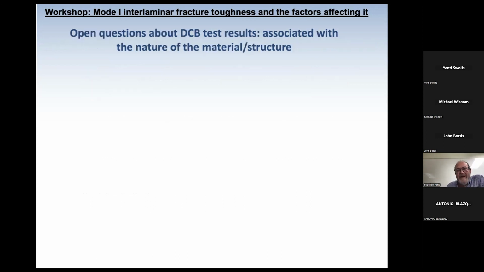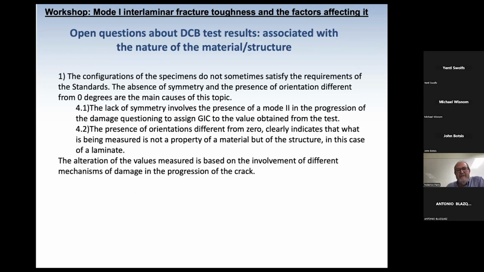Now, if we talk about open questions, but now related with the nature of the material and the structure, I would like to say something about the configuration of the specimen that sometimes do not satisfy the requirements of the standards. For instance, the absence of symmetry and the presence of orientation different from 0 degree are the main causes covered by this topic. The lack of symmetry involves the presence of a mode 2 in the progression of the damage, questioning whether to assign G1C to the value obtained from the test.